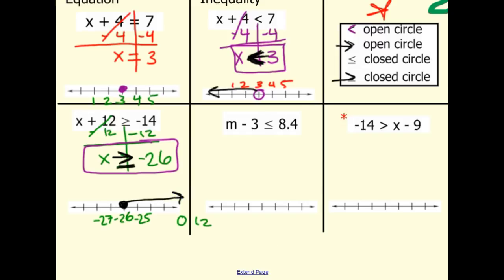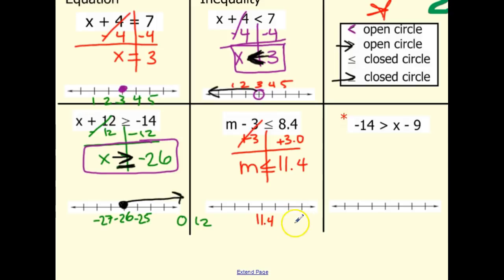Greater than would be towards the positives. All right, a couple more like this. Opposite of subtracting 3 would be adding 3. So we have m is less than or equal to, and then this is really like 3.0, it's just 3. So we have the 0.4 still, and 8 plus 3 is 11. So you have 11.4.